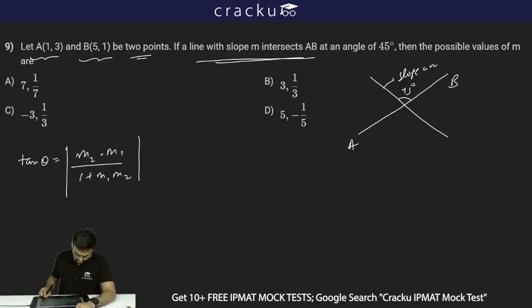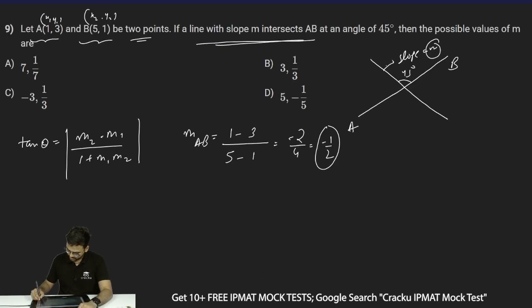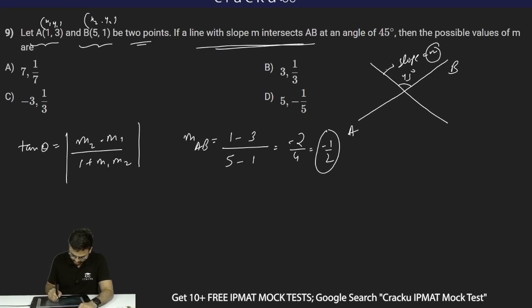Now if I find out the slope of AB, m AB will be y2 minus y1 upon x2 minus x1. This is x1 comma y1, and this is x2 comma y2. So slope of AB will be y2 minus y1 divided by x2 minus x1. So 1 minus 3 over 5 minus 1. This is minus 2 by 4, or I can write minus 1 by 2. Now the slope of one of the lines is minus 1 by 2, and the slope of the other line is m. Also we are given that they are intersecting at an angle of 45 degrees. So this theta is 45 degrees.